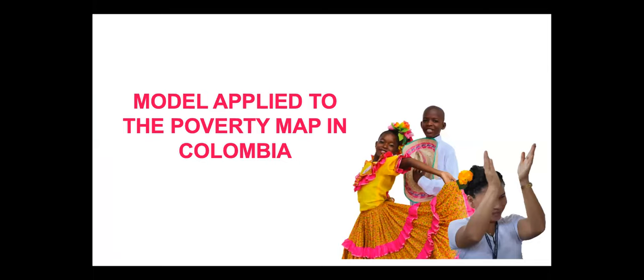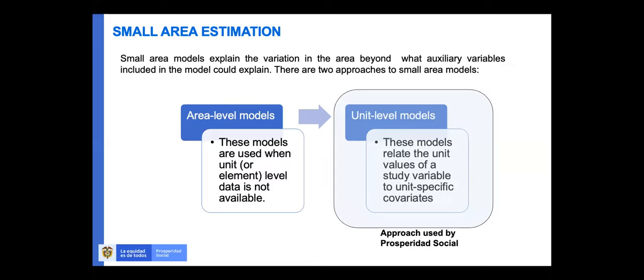About the model applied to the poverty map in Colombia. This slide is an abstract about small area estimation. Small area estimation models explain the variation in the area beyond what the auxiliary variables included in the model could explain. And there are two approaches to small area estimation, area level models and unit level models. In the case of Social Prosperity, we use the unit level models, where the unit level is a household.